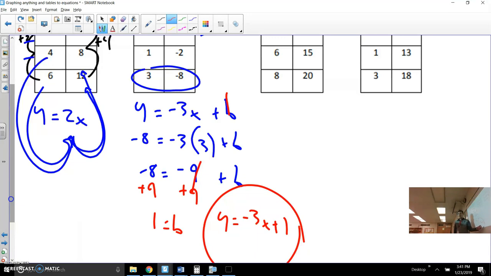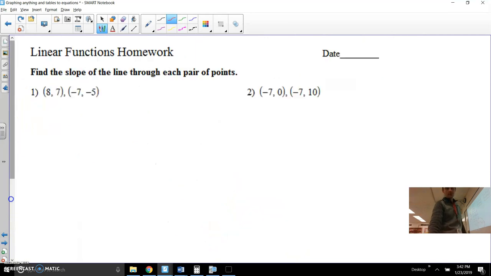But if you add 1, you do in fact get negative 2. So that formula seems to be working pretty well. So why don't you go ahead and try the next two tables, and we'll check your work tomorrow.